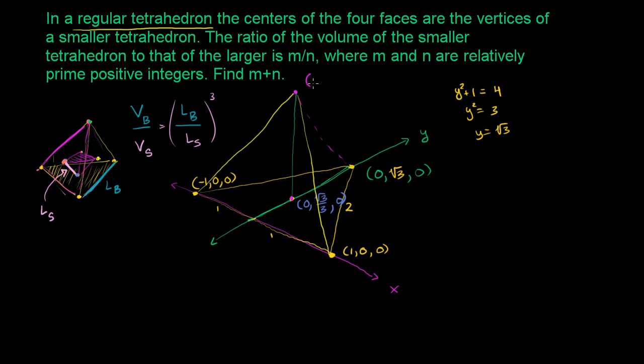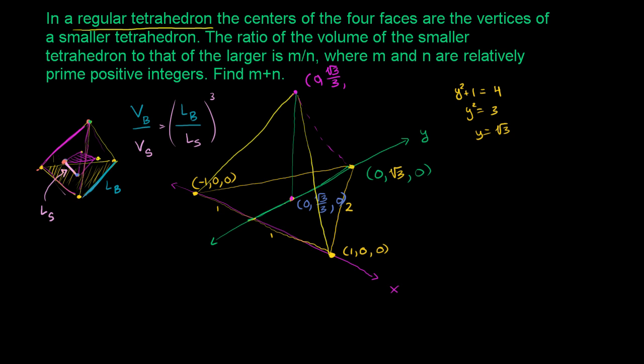So its x coordinate is going to be 0. It's going to be the same x coordinate here. We haven't moved along the x-axis. Its y coordinate is going to be the square root of 3 over 3, same as this guy over here, but it's going to have some height in the z direction. So we need to figure out what that is.